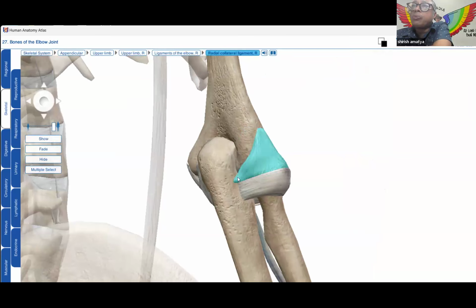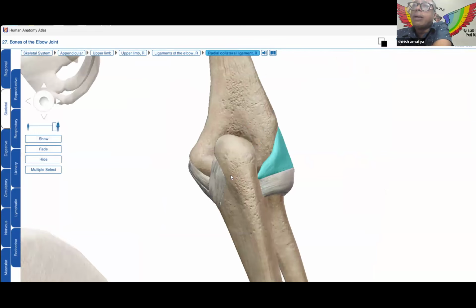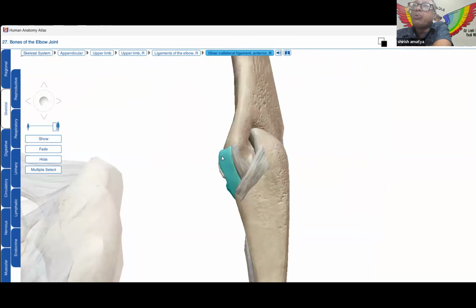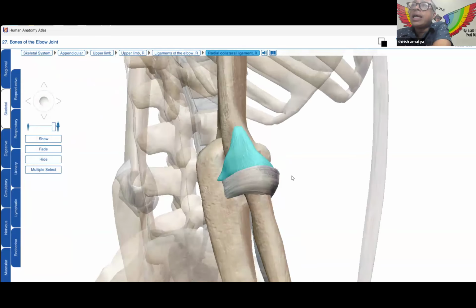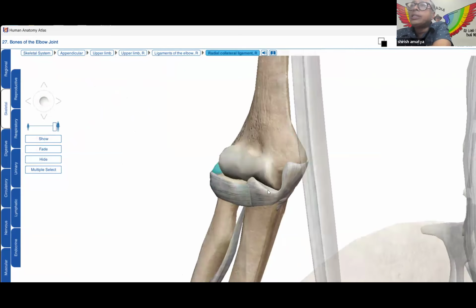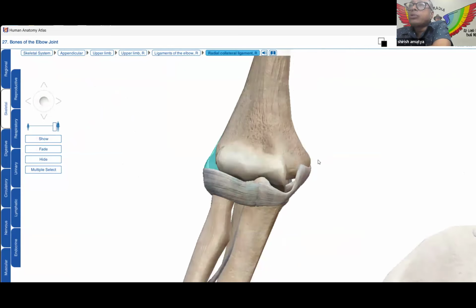This lateral aspect of the ligament is known as the lateral ulnar collateral ligament. You can see it is going and getting attached to the ulna. So this is the lateral ulnar collateral ligament, and this one was the medial ulnar collateral ligament. This one is a part of the lateral ligamental complex. So three ligaments on the lateral side and three ligaments on the medial side. This is in the advanced course, but still, these are the ligaments which are reinforcing the elbow joint.